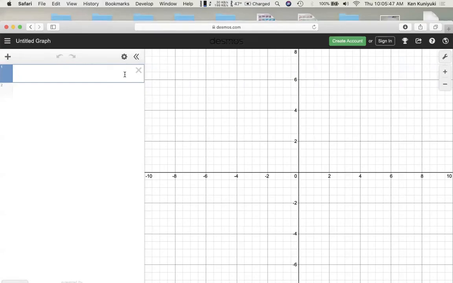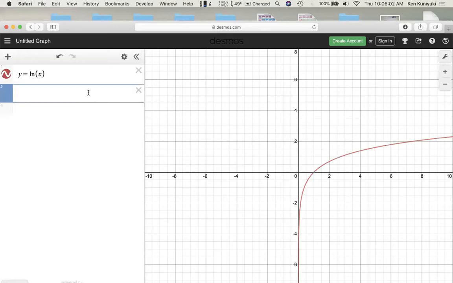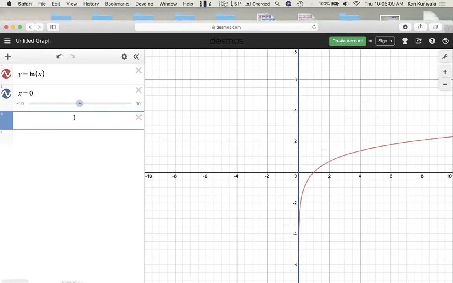So I claim that the basic log functions are just constant multiples of one another. In particular, ln of x. Let's graph y equals ln of x. It's our classic hook, VA at the y-axis, x equals 0. That should be dashed. Now, let's consider y equals log base 2 of x. I'll just type it out.